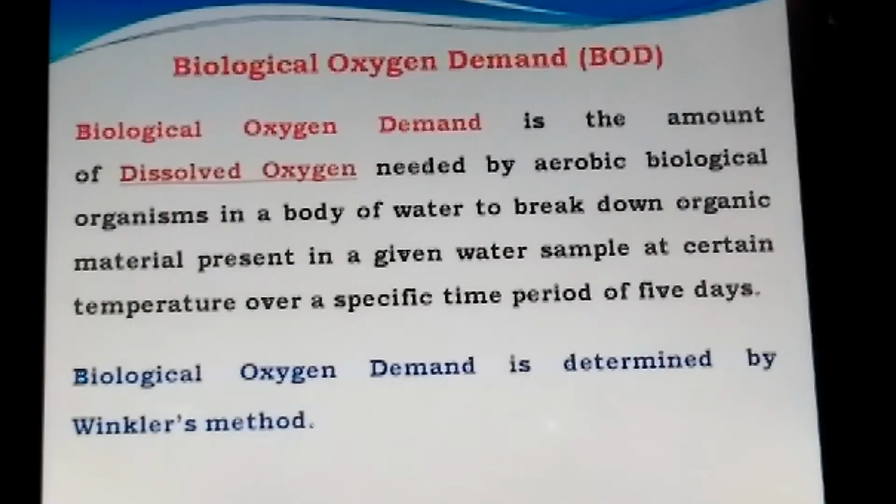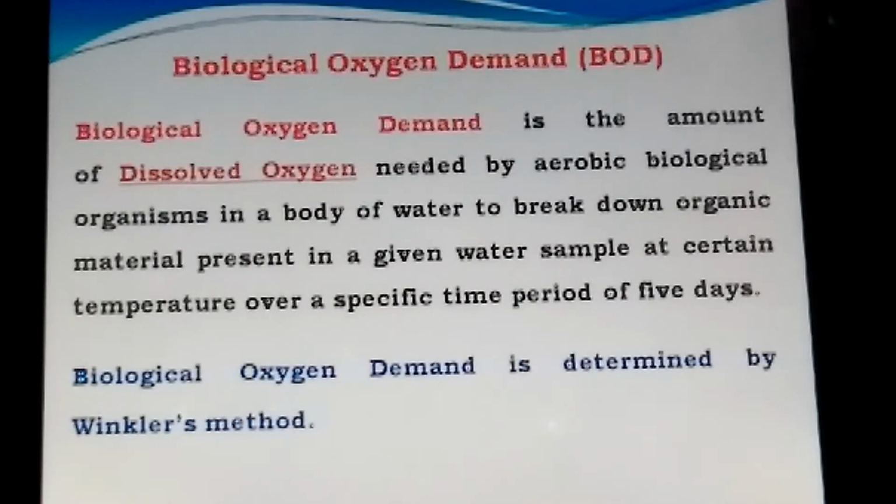Now let us learn the biological oxygen demand. How to determine the biological oxygen demand present in the wastewater sample. Biological oxygen demand is the amount of dissolved oxygen required by the aerobic biological organisms in a body of water to disintegrate the organic material present in the water sample at a certain temperature over a specific period of time, that is 5 days.